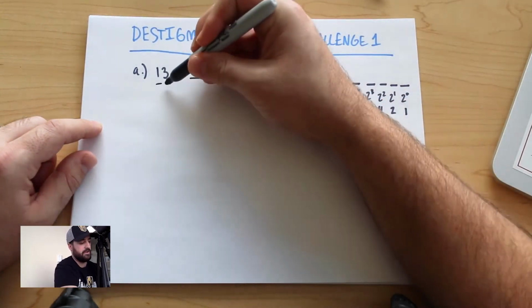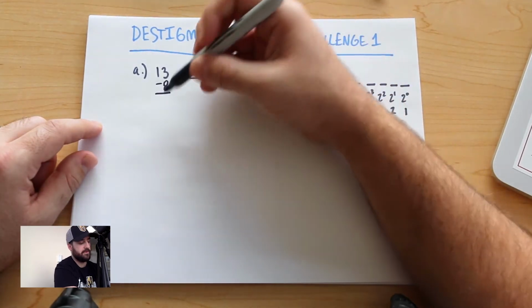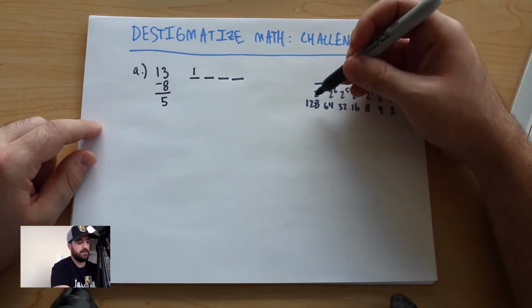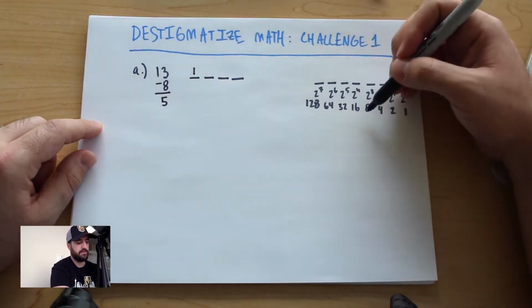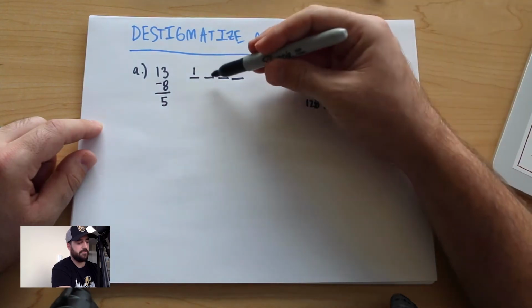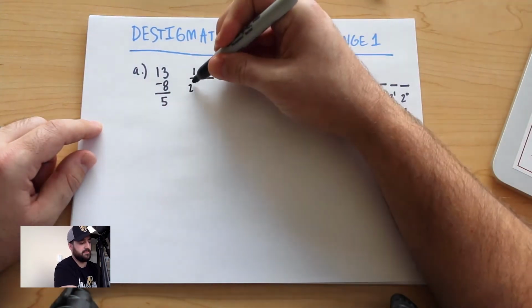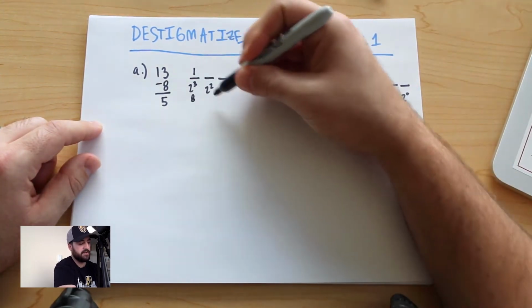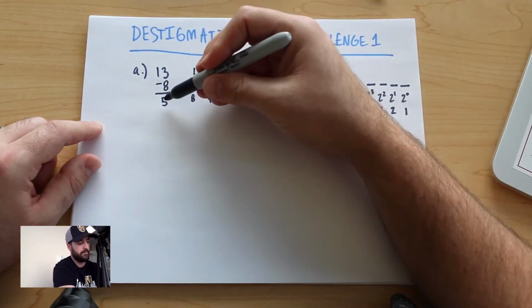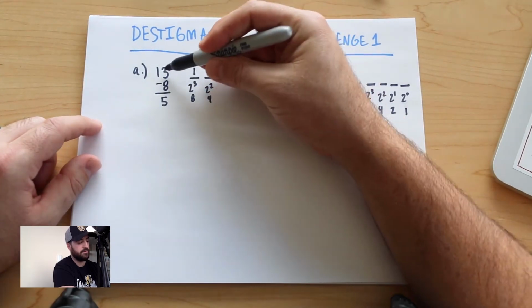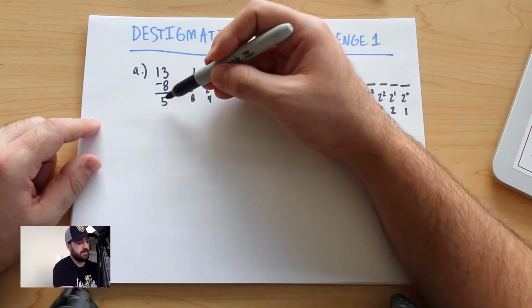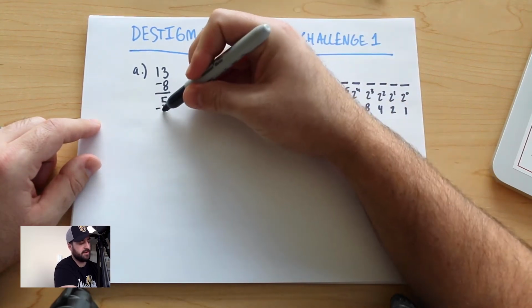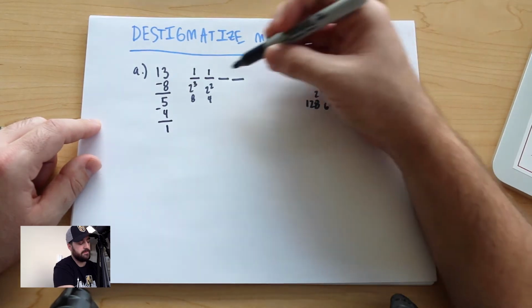Now subtract the number 8 from 13, and you're left with 5. You're done with this place, and now you're looking at the next place down. This was the 2 to the 3, this is the 2 to the 2. Does the number 4 fit into the number 5? Yes, it does. It fits in 1 time. So now we subtract 4, and we're left with 1.